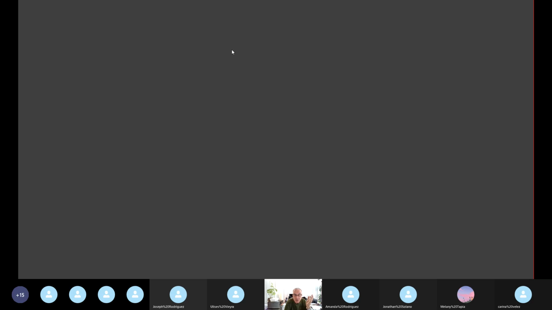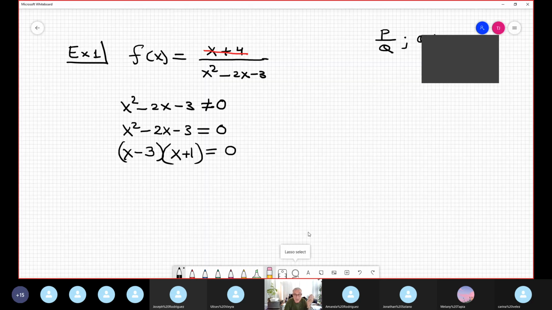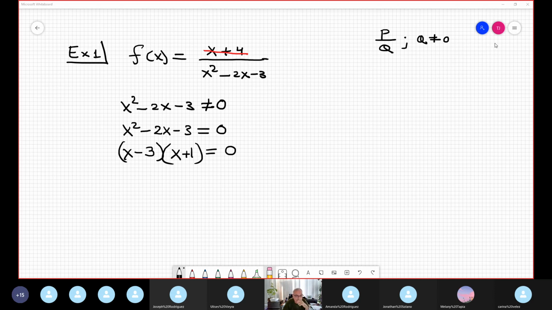If you see the combination, in my opinion it is easier doing it that way. Okay? So now you're solving: x minus 3 equals 0, that means x is positive 3, and x plus 1 equals 0, so x is negative 1.